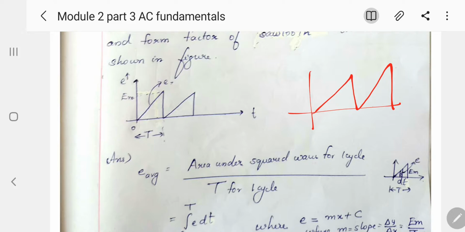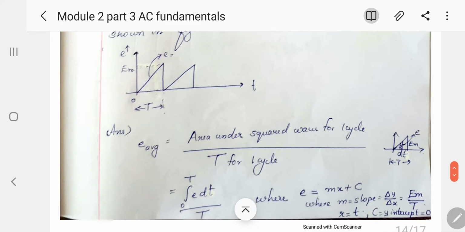Okay, this is a slanting line and this one is a straight line. So this waveform is known as a sawtooth waveform. We are going to find the average value and RMS value of this waveform. For this also we have two methods: one is the standard method and the second one we can call an easy method. So what is the standard method, how to calculate it?